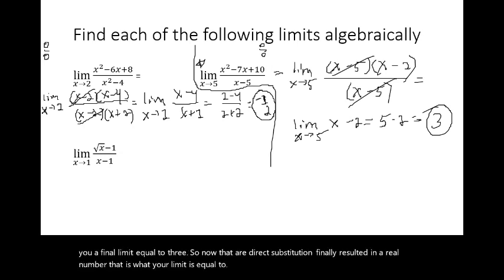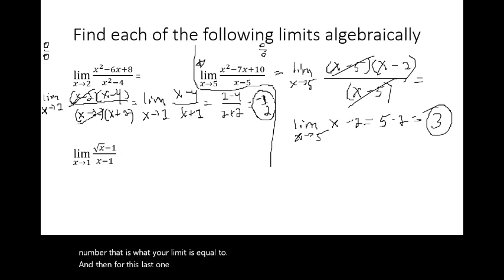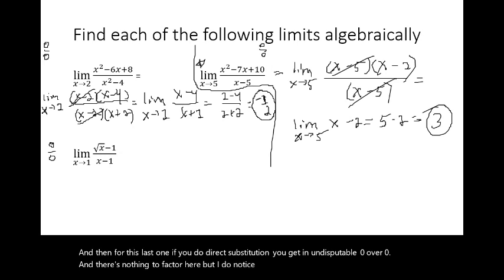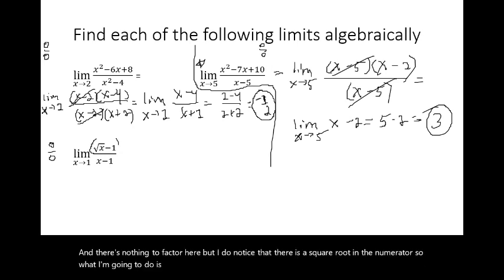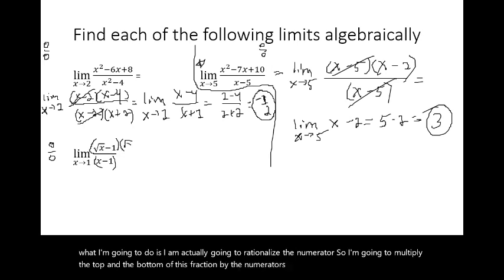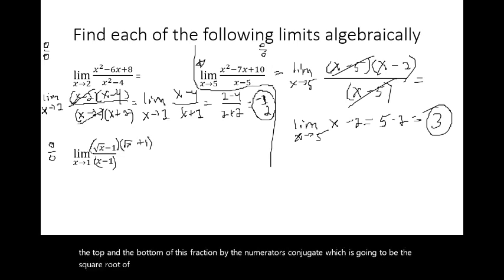And then for this last one, if you do direct substitution, you get an indisputable 0 over 0. And there's nothing to factor here. But I do notice that there is a square root in the numerator. So what I'm going to do is I am actually going to rationalize the numerator. So I'm going to multiply the top and the bottom of this fraction by the numerator's conjugate, which is going to be the square root of x plus 1. Whatever you do to the top, you need to do to the bottom.